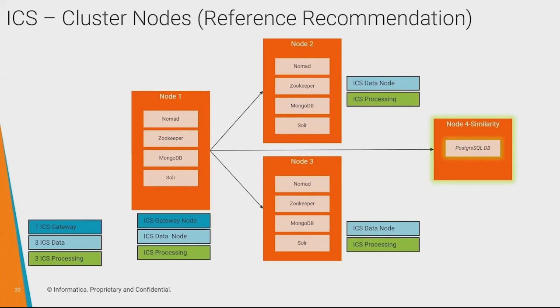So node 1 is your gateway node. Node 2 is your data node as well as processing node. Node 3 is also your data node as well as processing node.